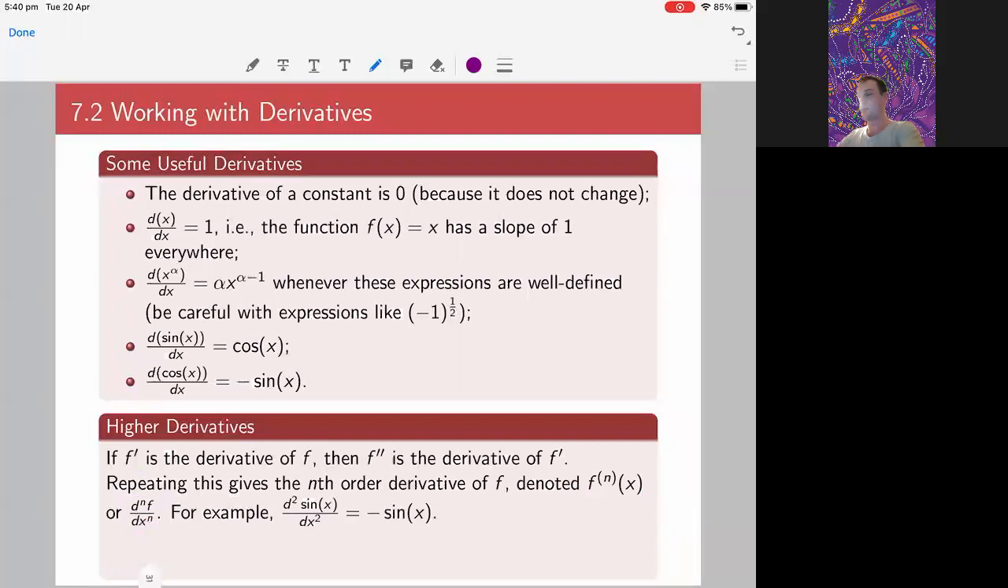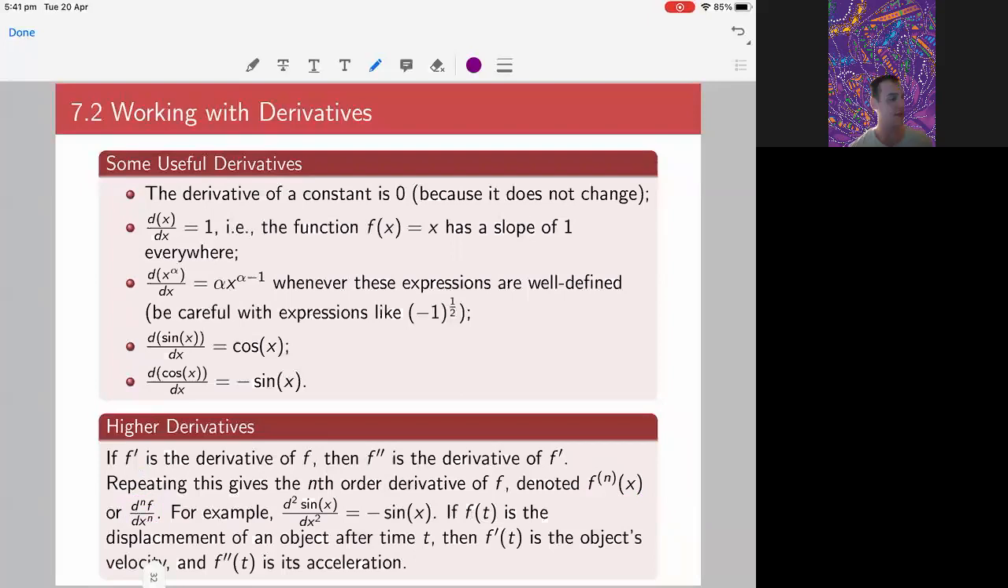What's an example? Well, if the derivative of sine is cosine, then the second derivative of sine is whatever the derivative of cosine is, which in this case is minus sine of x. So that's interesting. The second derivative of sine is minus itself.